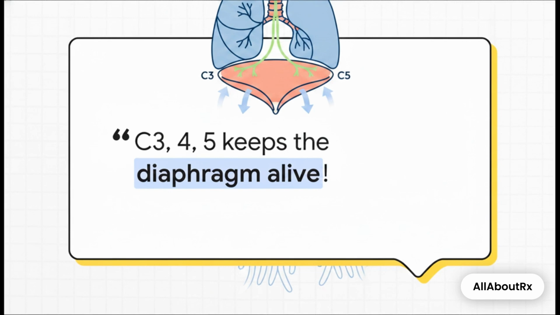Sealing off the floor of this entire cavity is the diaphragm, our main muscle of respiration. When it contracts, it flattens out, massively increasing the volume in the thorax and pulling air into the lungs. You must never forget the classic mnemonic for its phrenic nerve supply. C3-4-5 keeps the diaphragm alive. Damage to those cervical nerve roots means severe respiratory compromise.